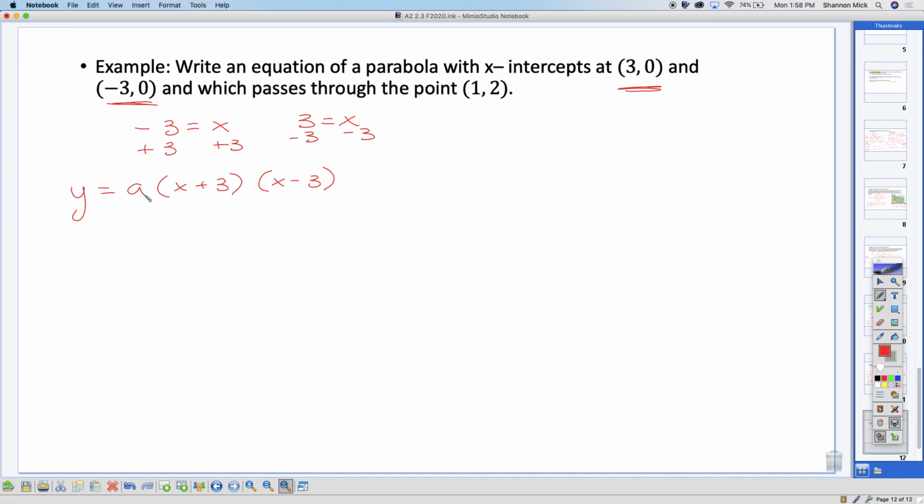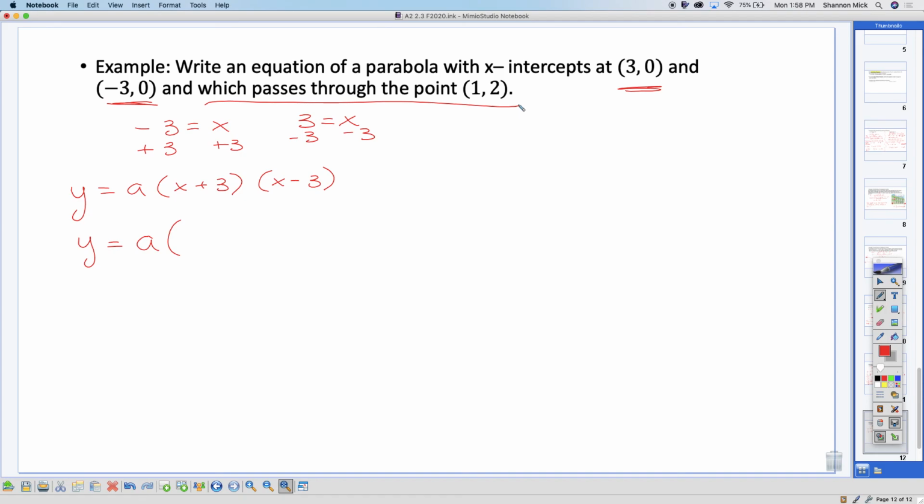So when I FOIL that out, what's gonna happen to my middle term? It'll just be x squared minus 9. Is the coordinate 1, 2, what is that? That's just a point it passes through. We're going to use that to find the a.